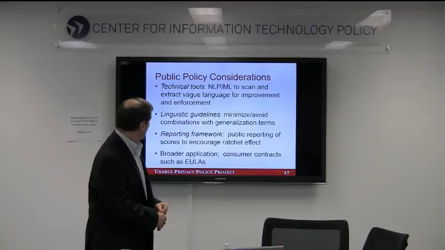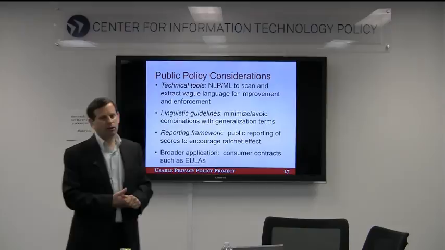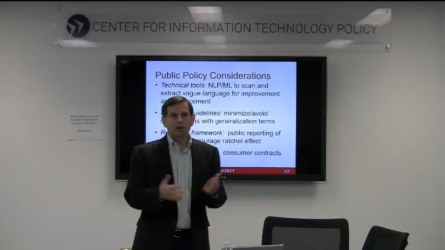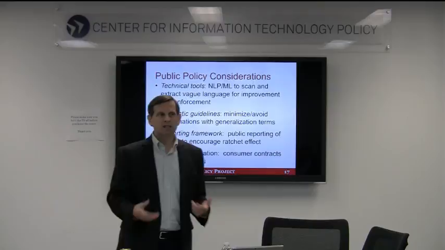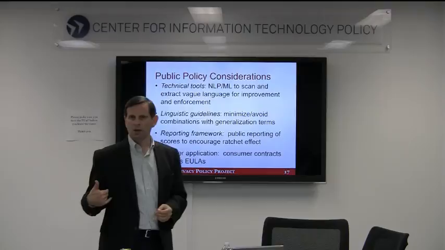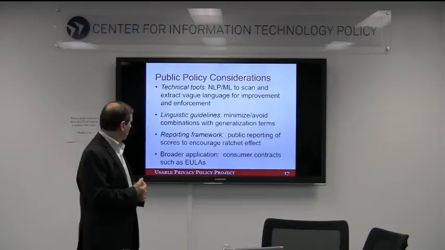We anticipate some kind of reporting framework, so we can have public reporting of vagueness scores. The impact of that is, you know, name and shame. Companies that are getting bad scores on their vagueness compared to their industry groups have an incentive to improve the clarity and to push back the tendency to be overly general so as to preserve maximum flexibility on data use.